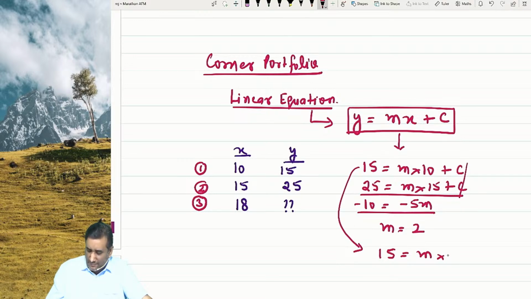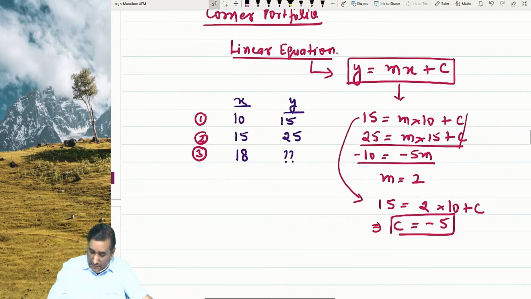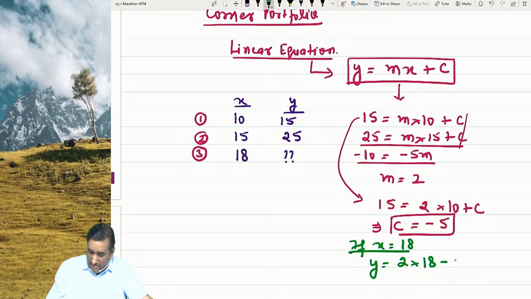M into 10 plus C. M is 2, right? 2 into 10 plus C. Tell me how much C comes out? How much C? 5 or minus 5? Minus 5. Now let's try, if I am putting x equal to 18, then y would be equal to what, sir? 2 into 18 minus 5. How much do we get? 31. I hope you were getting 31.